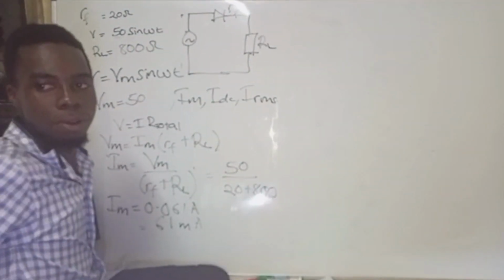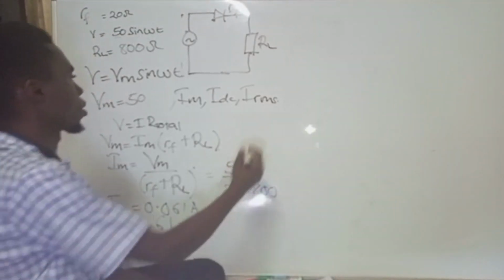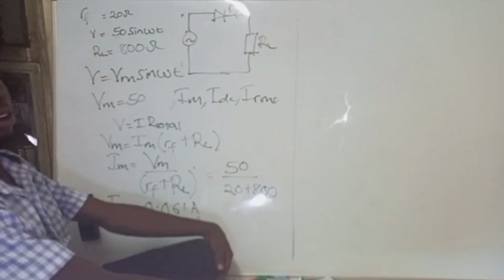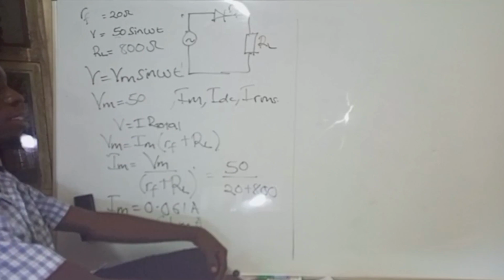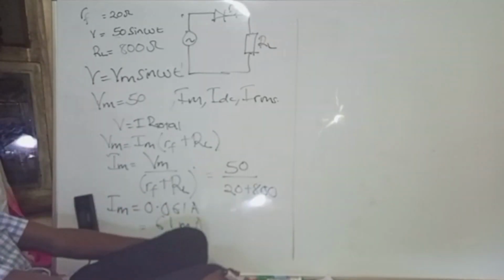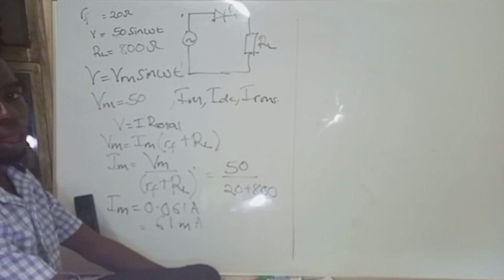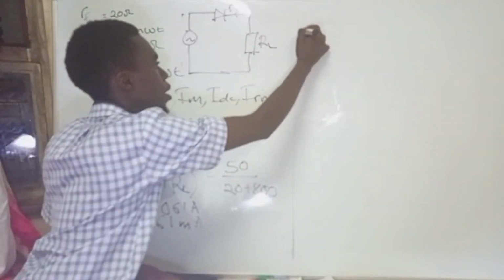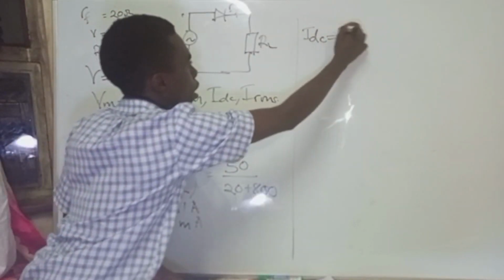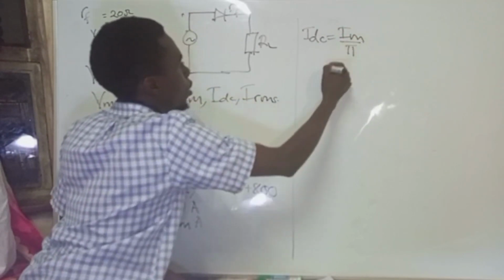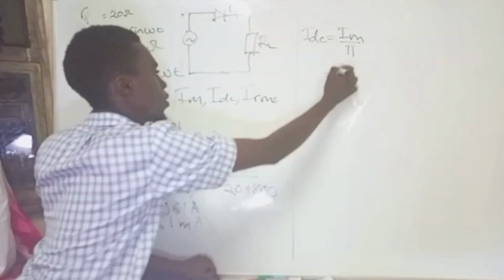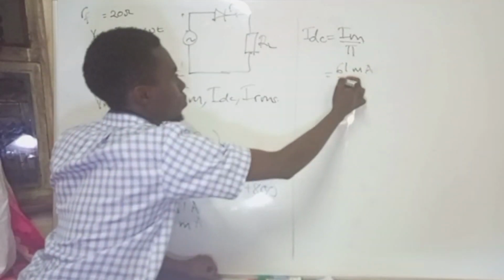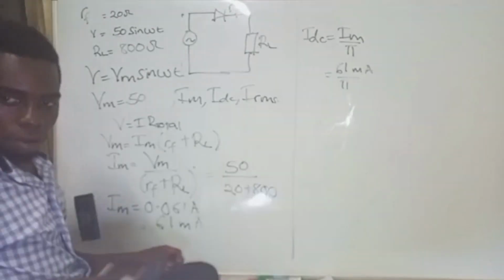So at this point, we are going to have to calculate for the IDC. But remember what I told you, that IDC is going to be the average value of the current flowing. And for DC values, getting the average is just simply getting the maximum and dividing it by pi. So when we get our maximum value, which is IM, my IDC is going to be simply IM divided by pi. And this is going to give me my 61 milliamps divided by pi.